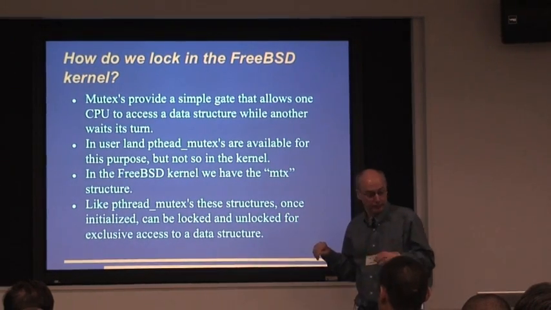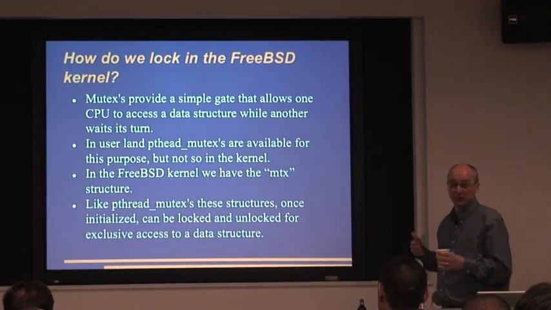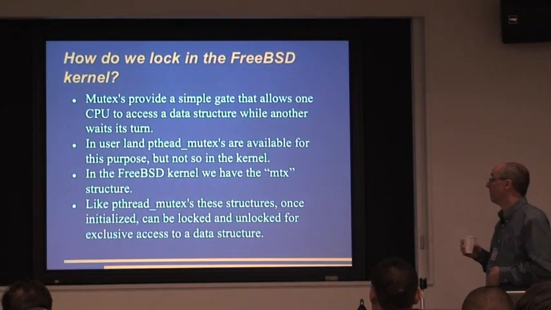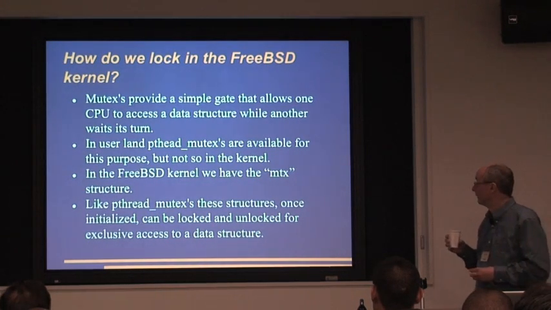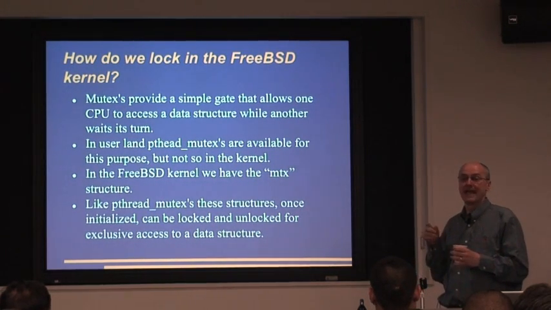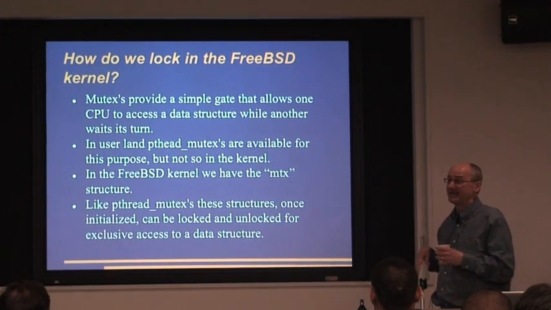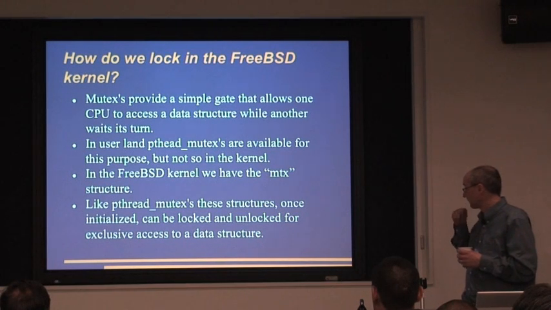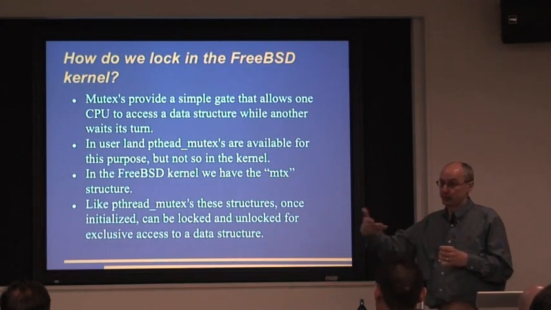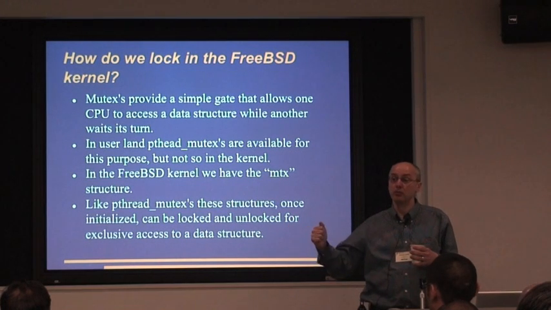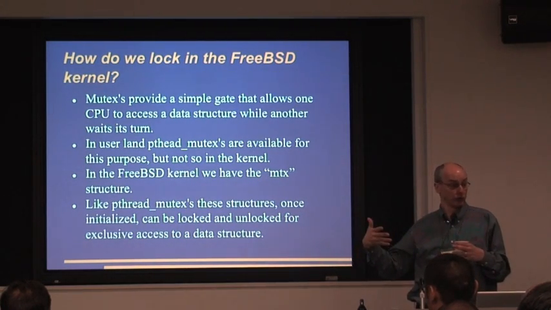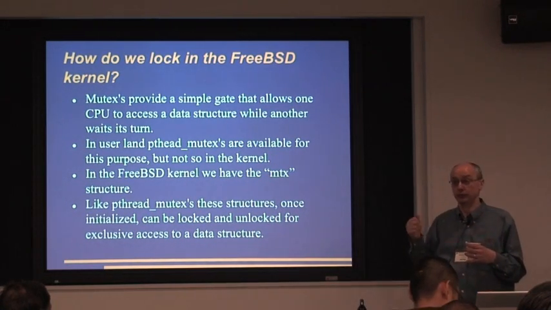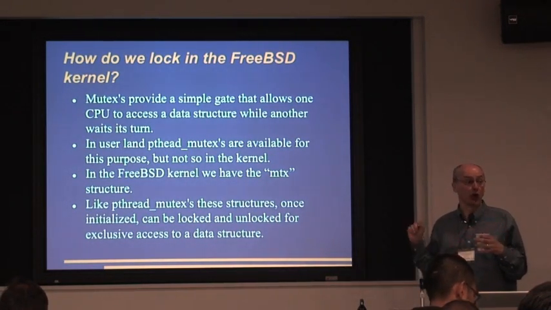In userland, we use pthread mutex. That's the most common. I think there are some others, but the POSIX version is probably standard in every operating system, and most application code will use it. In the FreeBSD kernel, we have something called MTX, mutex. It's pretty much the same as pthread mutex, only it's specific to the kernel. You basically have a structure you declare. You must initialize the structure before you start using it, and then you call lock and unlock on it to have exclusive access to whatever your lock is protecting.